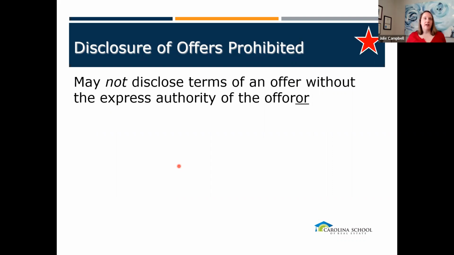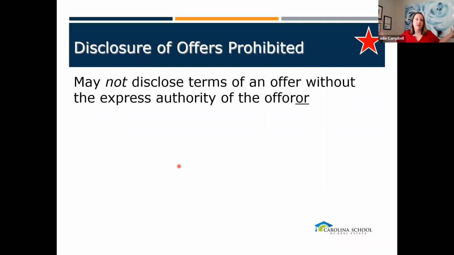As a listing agent one day, it's very likely you're going to get a call from another agent that says, we're about to write up an offer for my buyer. What's the highest offer you have in your hand right now? There's no commission rule that says they can't ask. The commission rule says how we respond. So when that agent asks, can you share that with them? No, not unless you have the permission of the offeror with the highest offer.